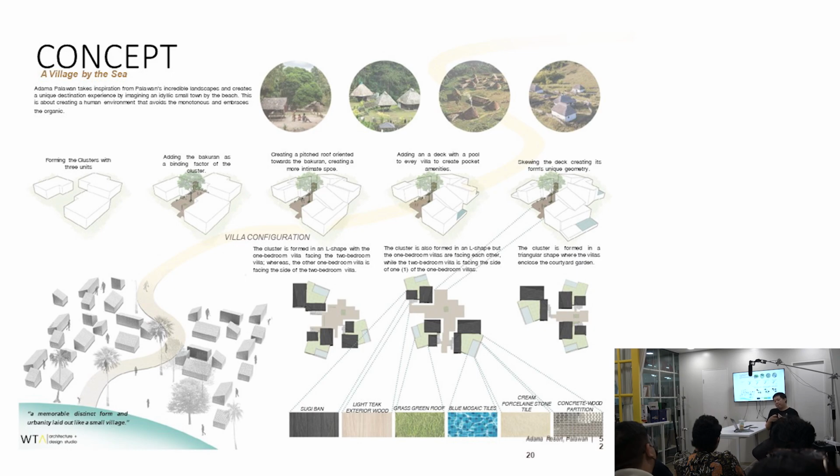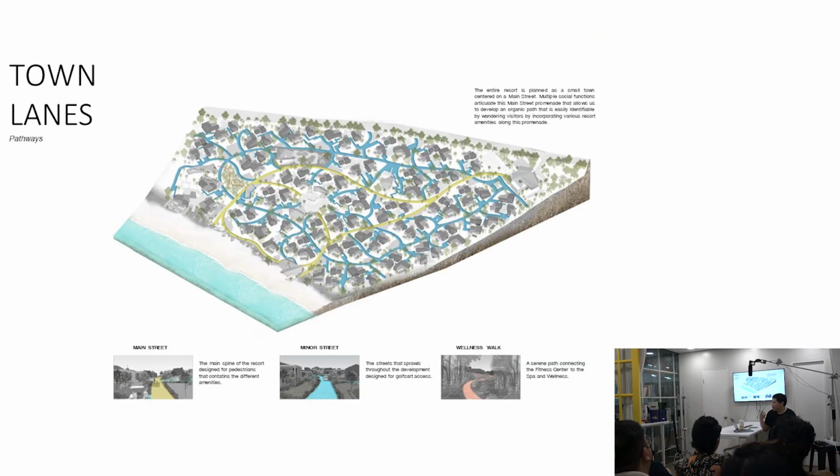So we looked at these villas and we said you can actually cluster them. You can have small clusters that create small corners. Then you can cluster these clusters to create neighborhoods. And so we started to think, how do we actually make this a small town? It's about these town lanes, these pathways that go through the whole space, where you have this hierarchy.